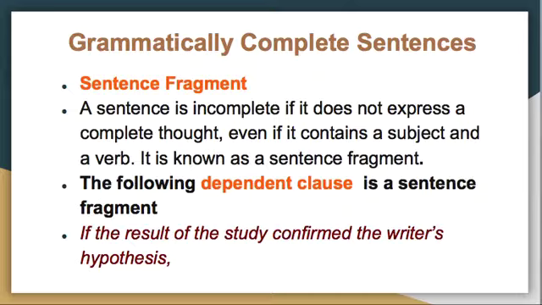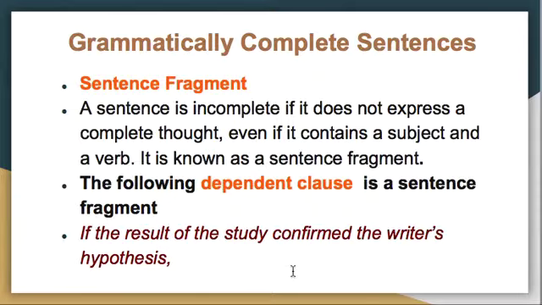The following dependent clause is a sentence fragment: "if the result of the study confirmed the writer's hypothesis." In that sentence fragment, we have a verb, and we also have a subject, but it is like an incomplete sentence. It doesn't give a complete thought. So this is the sentence fragment.